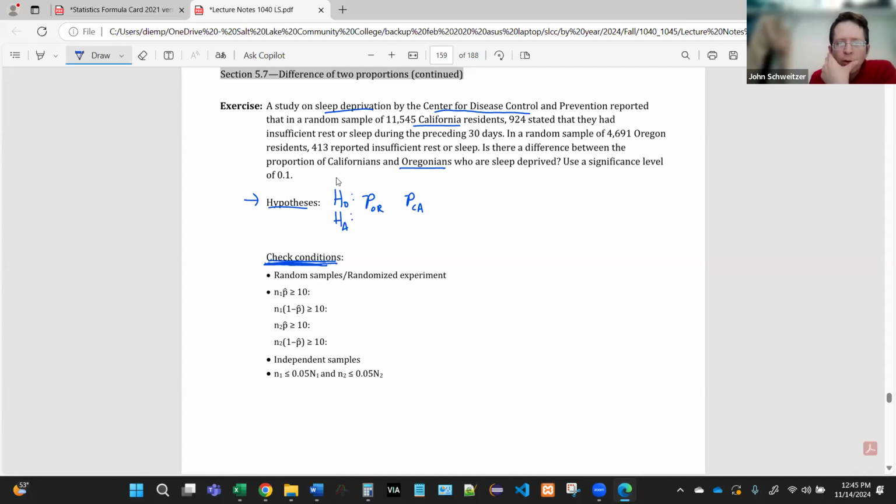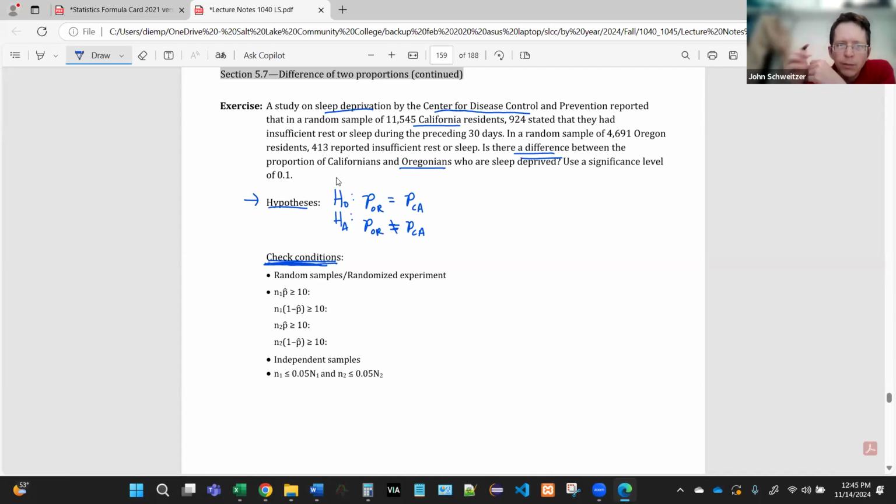And then the null is that the two are the same. And then the alternative is that there's a difference between the two. And so is this a right-tailed, left-tailed, or two-tailed? Well, it just says a difference, right? And so that's kind of the default there.